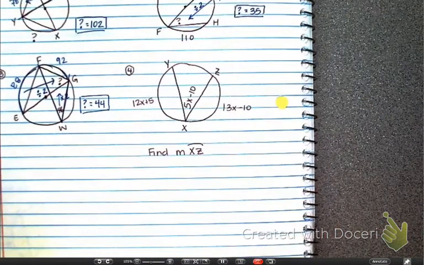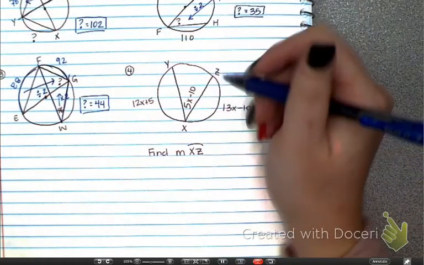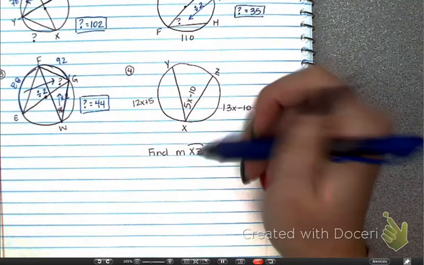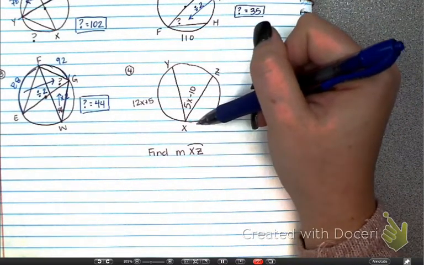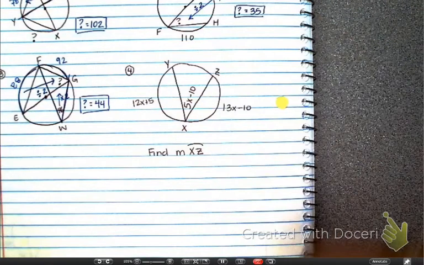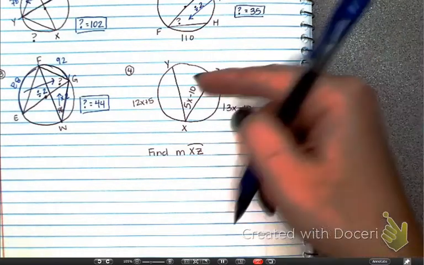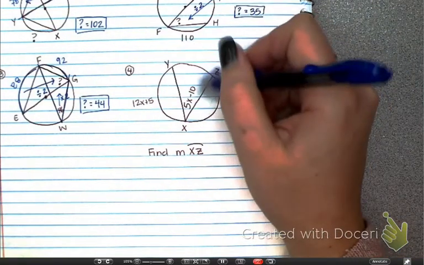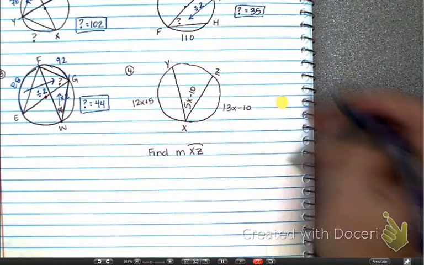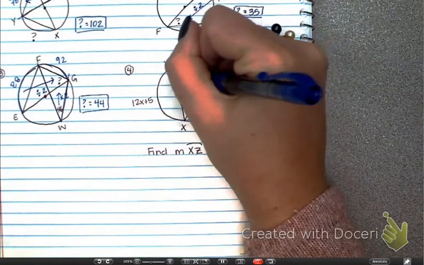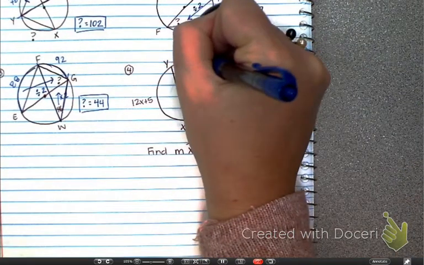For the last one, these are similar to our homework problems last week. I want to solve for arc XZ, which is this arc here, but I can't do that until I know what x is. So I'm given these outside pieces for a reason. I'm also given the angle for a reason. Remember that the arc is half of the angle. So if I'm going from arc to angle, I would divide by 2. If I'm going from angle to arc, I multiply by 2. That gives me 10x minus 20.